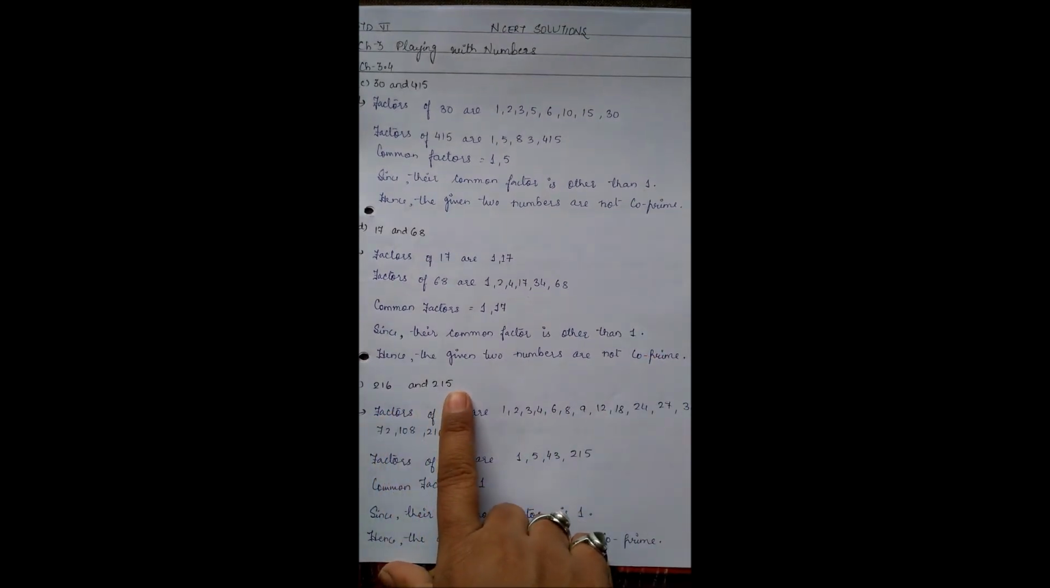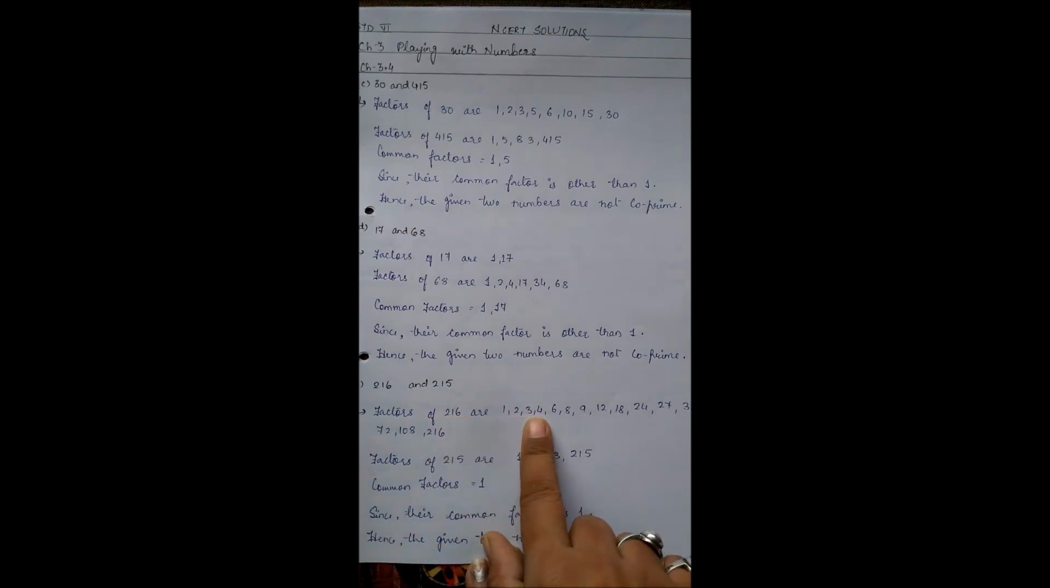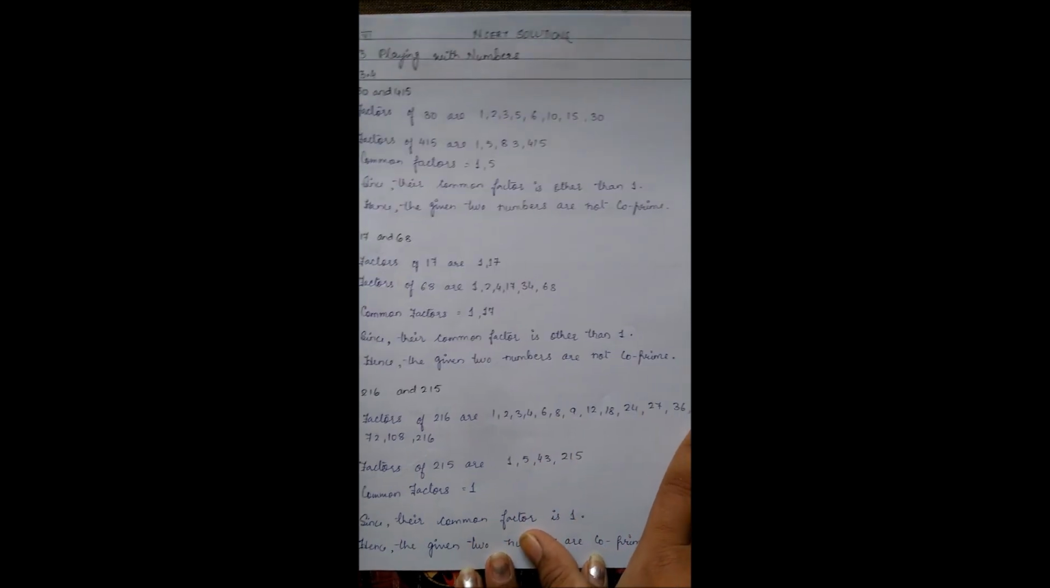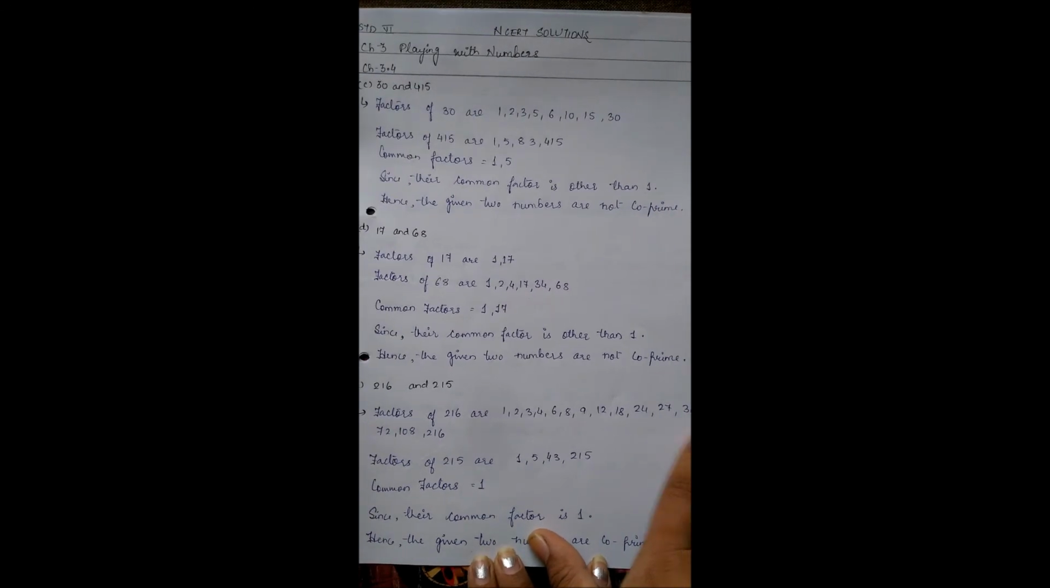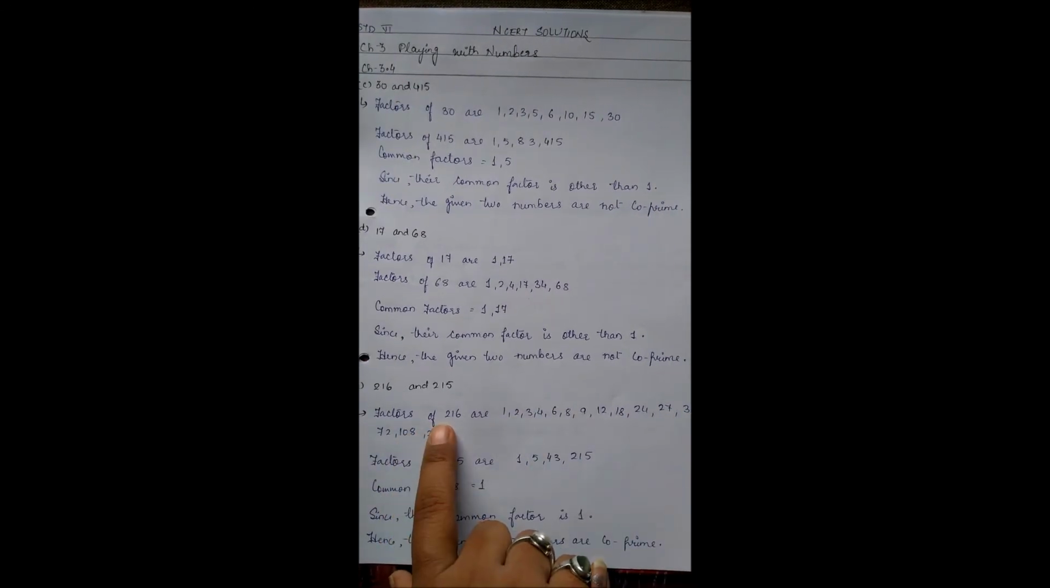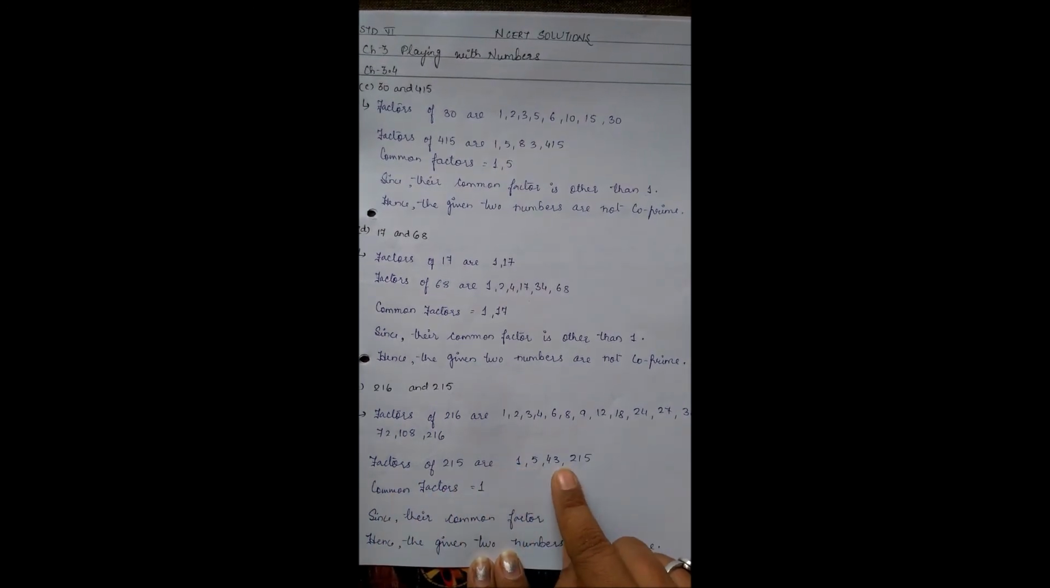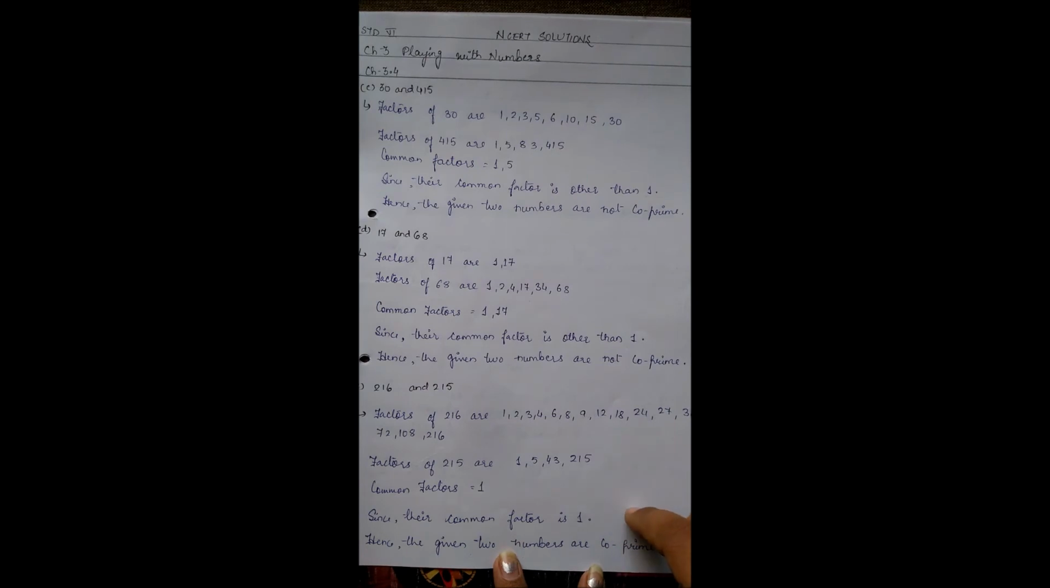216 and 215 are the numbers. The factors of 216 are 1, 2, 3, 4, 6, 8, 9, 12, 18, 24, 27, 36, 54, 72, 108 and 216. Factors of 215 are 1, 5, 43, 215. The common factor between both is 1. Since the common factor is 1, hence the given numbers are co-prime.